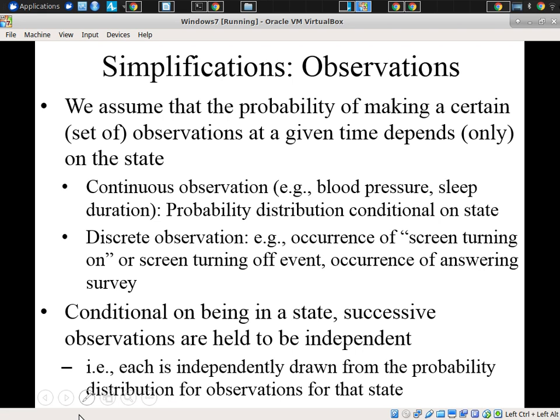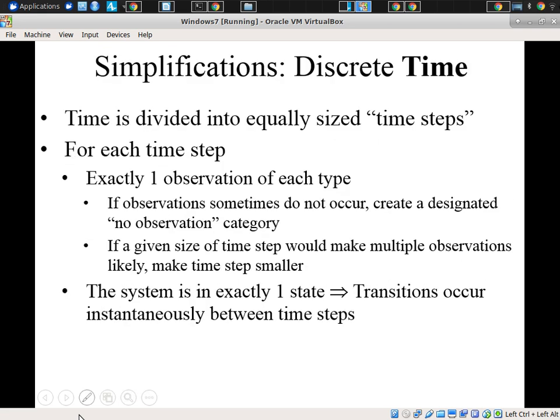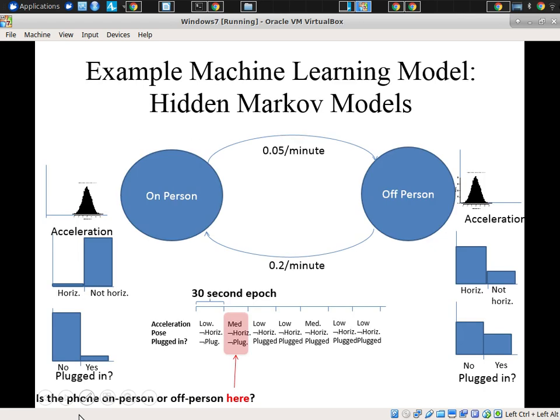As I say, our own experience is that the performance is not too much impeded by violations of that. Okay, another assumption is that while we're in a state, we have a certain probability of observing a certain measurement. For example, for acceleration, when we're in an on-person state, we have a certain distribution of acceleration values. When we're in an off-person state, we have a different distribution of values. These distributions are conditional on being in that state. So by definition, these distributions for acceleration are conditional on the state that you're in, right?